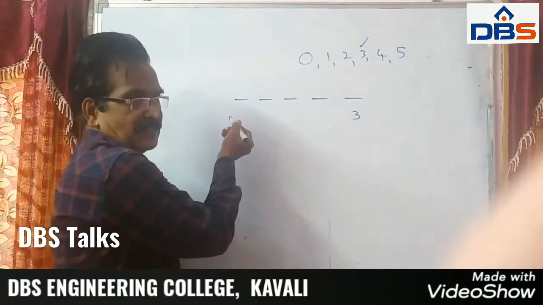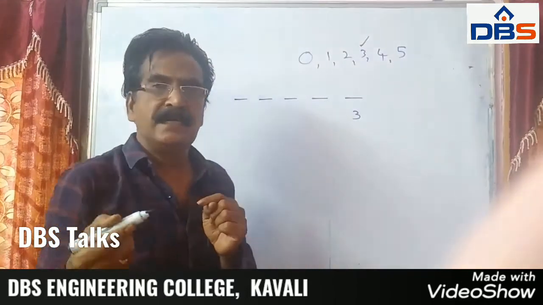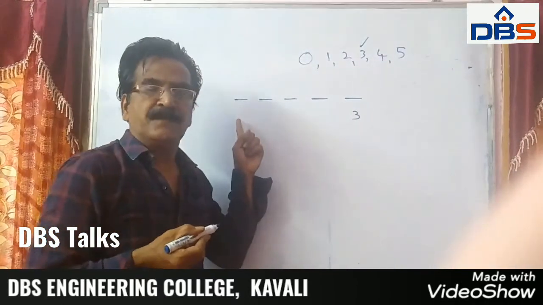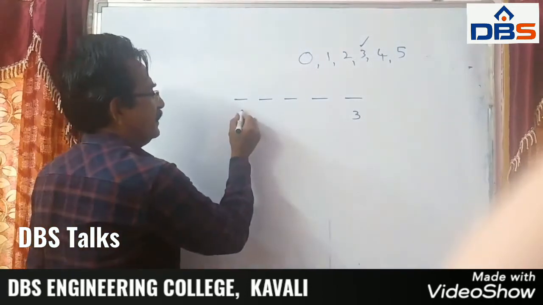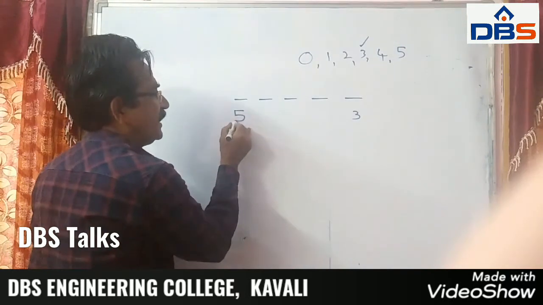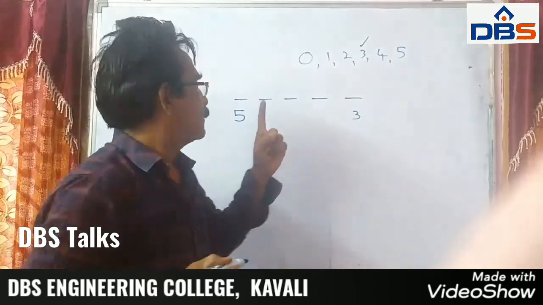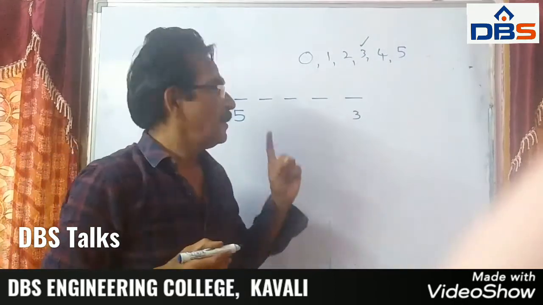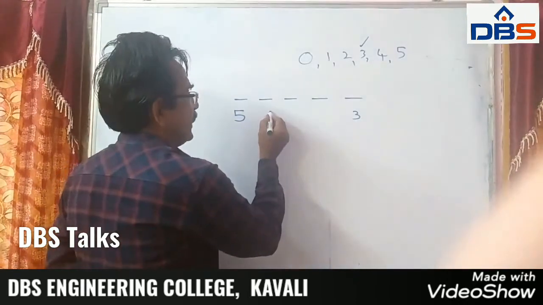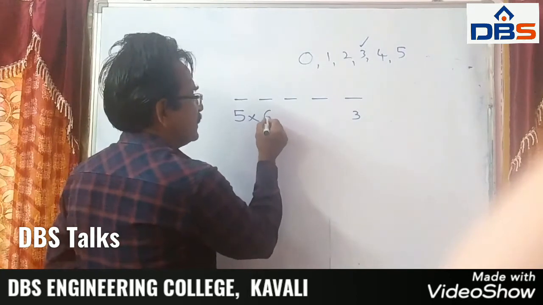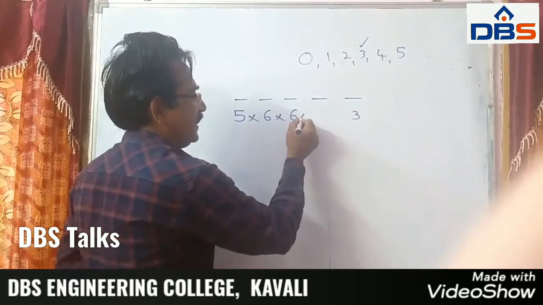Now let us come to the first digit. Here repetition is allowed, friends. The first digit cannot be filled by 0. So the first digit can be filled in 5 ways. You can place any of the remaining 5 digits. 0 can be placed in the second place, so the second digit can be filled in 6 ways. Also the third digit can be filled in 6 ways.